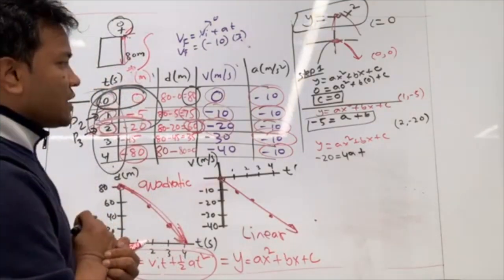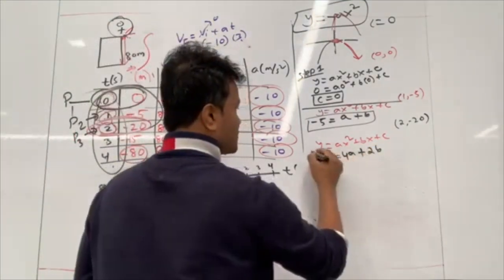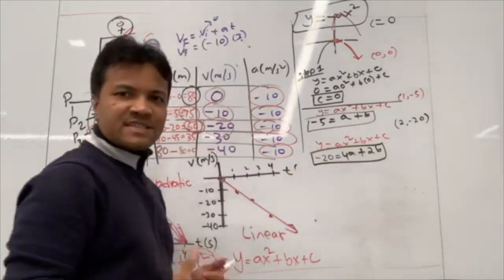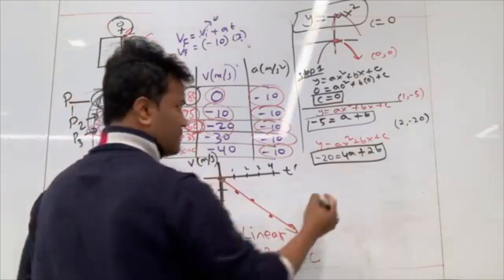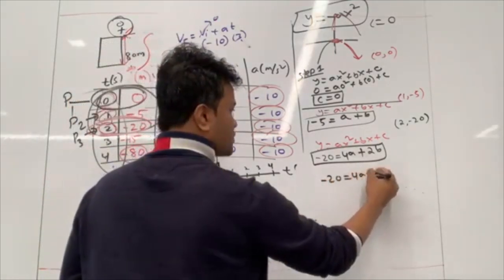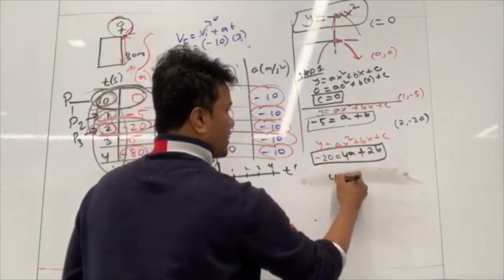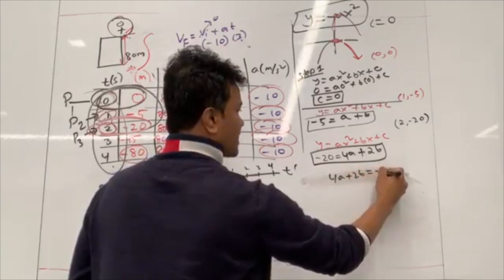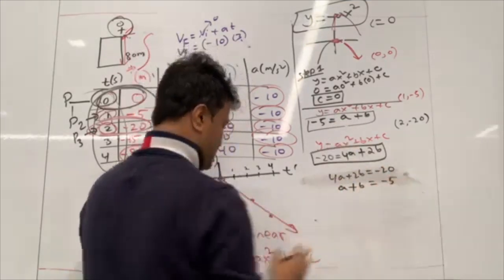This is 4. Okay, so the b is 2b. All right, so this is 2b. Now we have a system of equations. This one and this one, we're going to put them together. So negative 20 is equal to 4a plus 2b, and this one we're going to write a plus b is equal to negative 5.